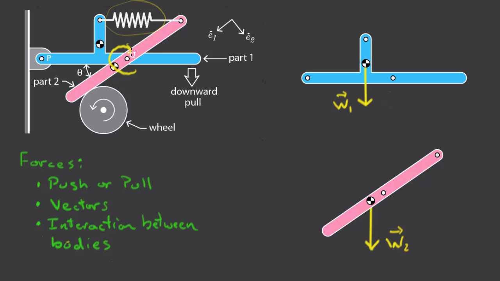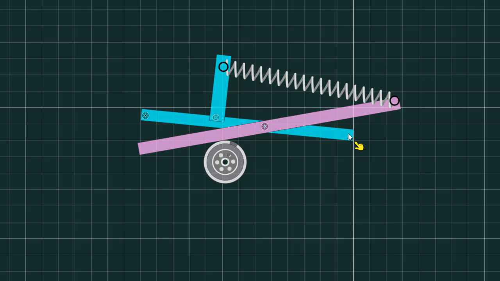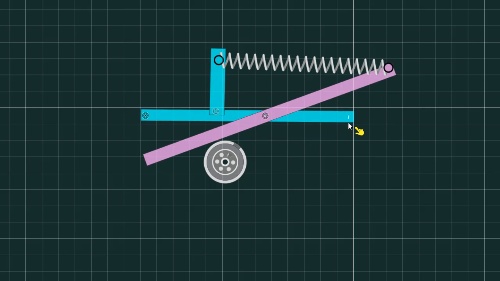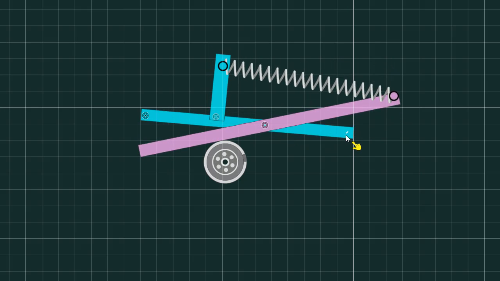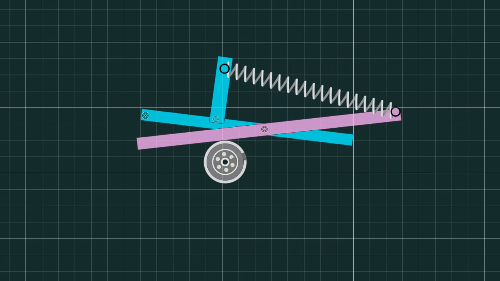Another way, we can go back to the simulation if you want. So here was this thing. As I pull down, that spring gets a little bit longer, right?